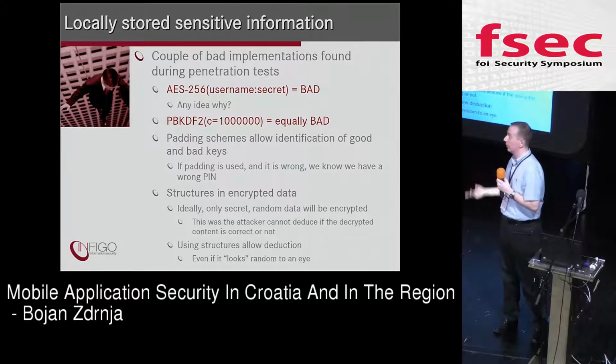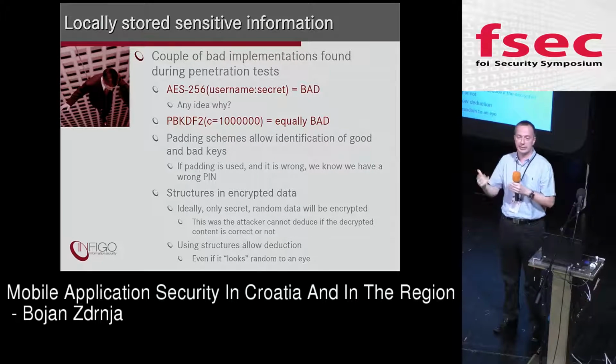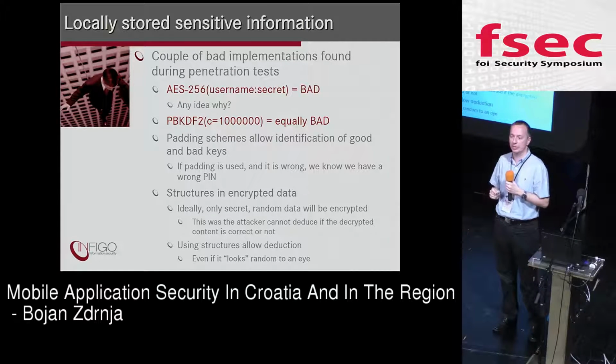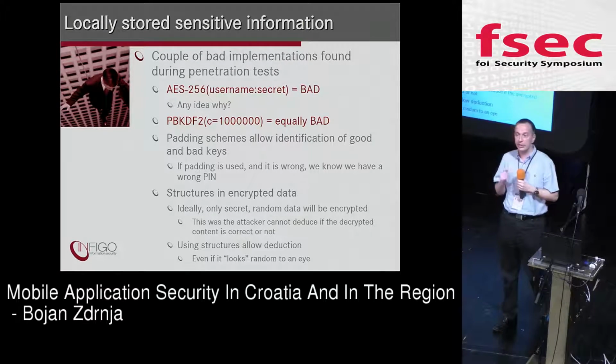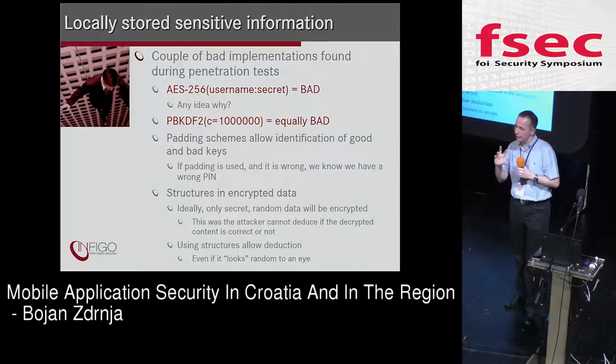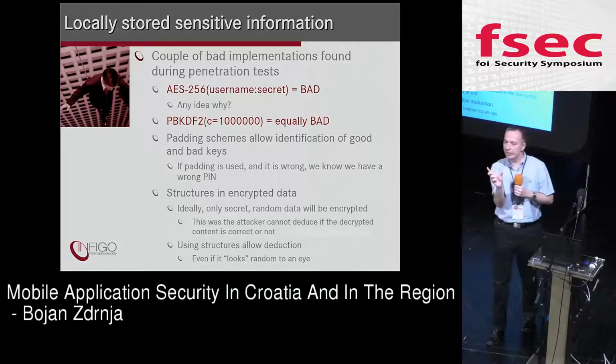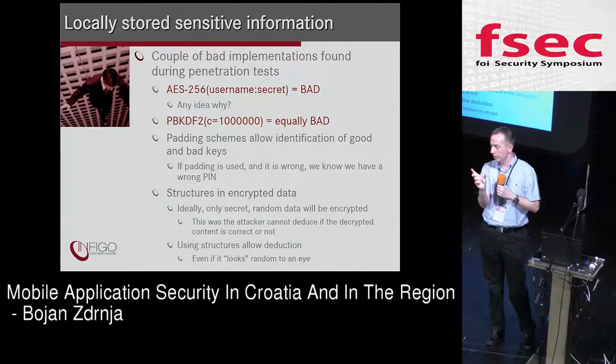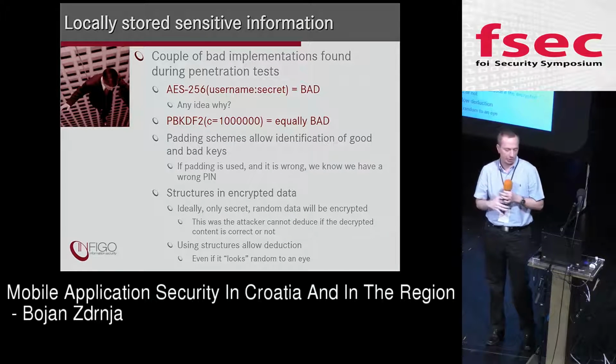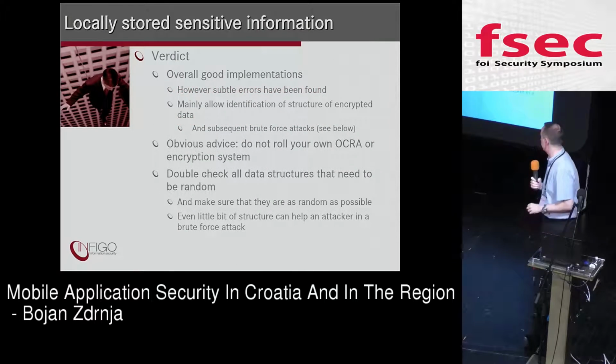But what if our developer decided to concatenate a username? For example, he said, I'm gonna protect the username as well. I will encrypt that as well. That's very, very bad. Why? Because now when we use a bad PIN, we get 20 bytes of random garbage, and we get some other garbage behind it. If we know there is a structure here, then that allows us to brute force the stored secret. And that's actually a bad way to store it.